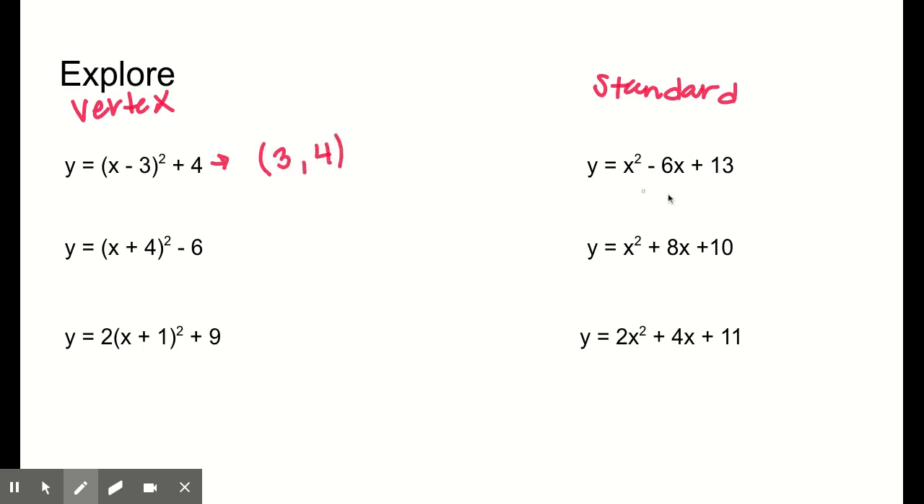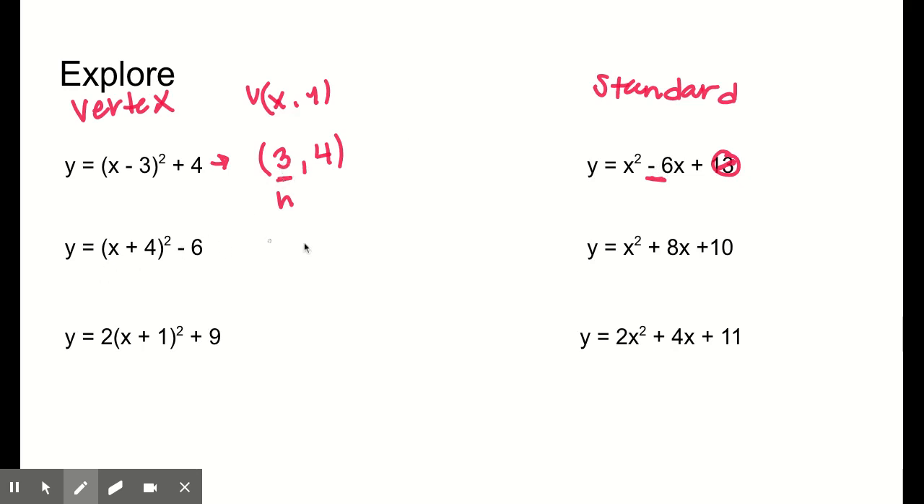I want to take a look at our standard form and see if there's any relationship specifically between the numbers in vertex form and the numbers in standard form. Our first value, the h value of the vertex, or the x value of the vertex, we're going to use those two interchangeably here. Is there a relationship between 3 and any of these numbers here? Well, we see that there's a 3 in the 13, but that's not really a relationship. But what about the 6? We know that 6 is 2 times 3, right? But this would also be the opposite because our 3 here is positive.